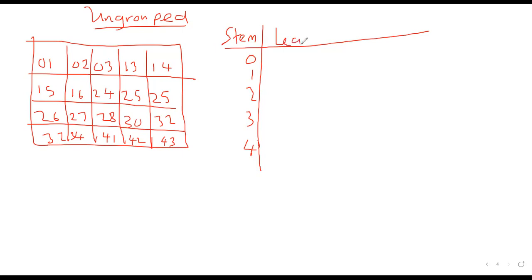So on the zeros there, we have the smallest number, which is 01, then 02, 03. So the 0 is the stem. Then we go to the ones. We have 13, so 1, 3, 14, 15, and 16. Then which numbers do we have next?